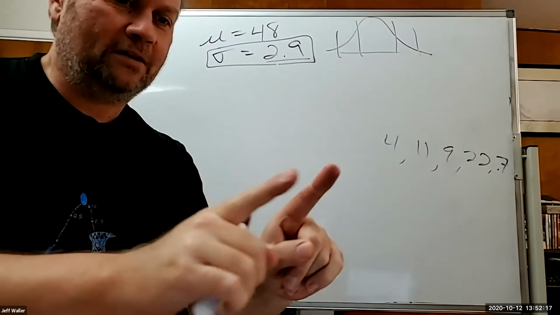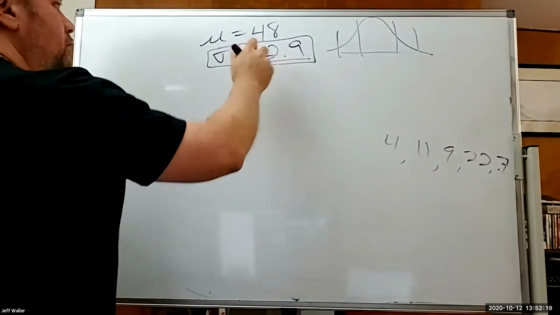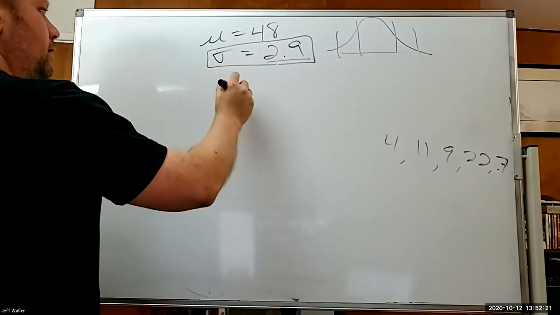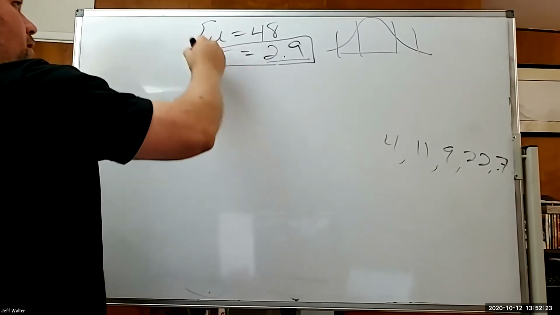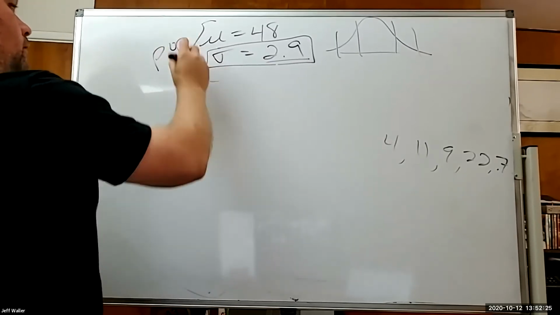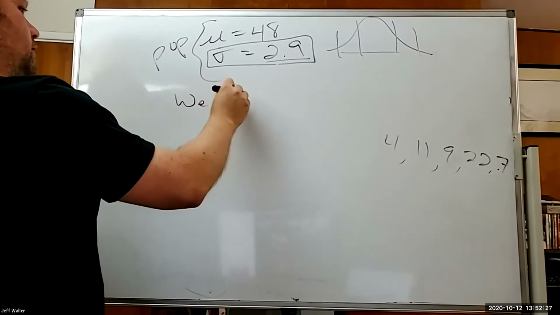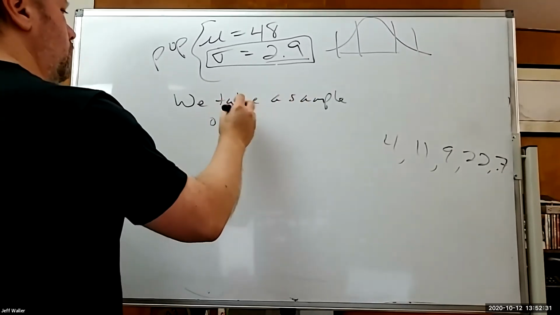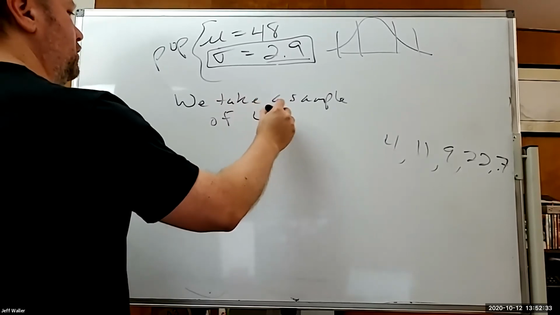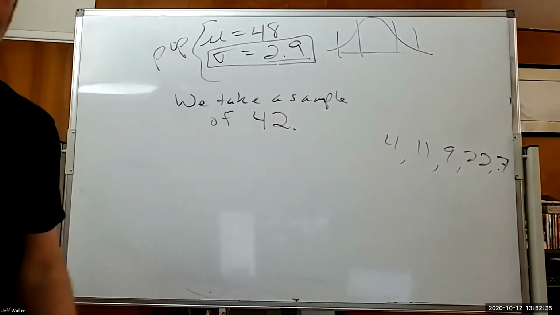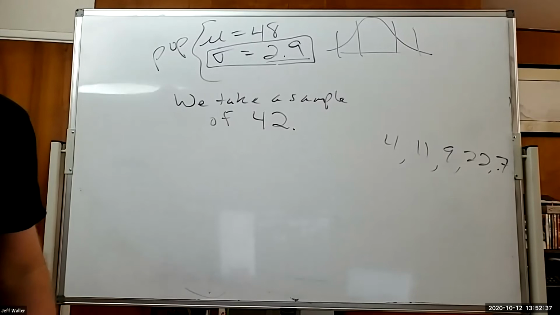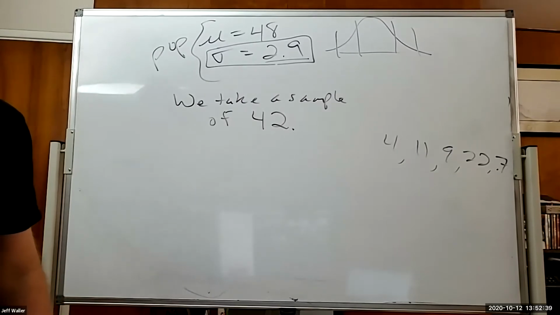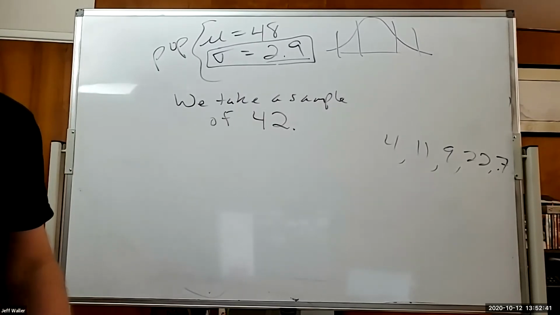But one more thing. What if I told you that from this population, we take a sample of size, what do you got, Jeff? 42. I like it.